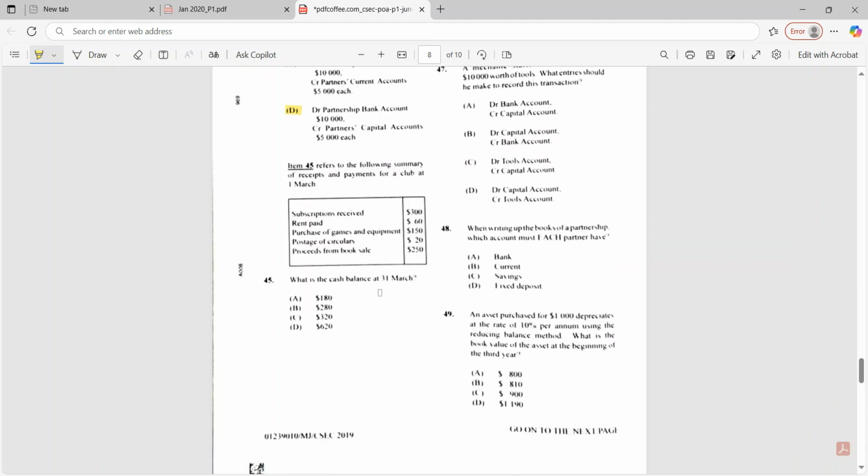45 refers to the following summary of receipts and payments for a club on the 1st of March. What is the cash balance at the 31st of March? So we received subscriptions of $300. Then we're going to minus the rent that we paid. We're going to purchase games and equipment. We had postage of circulars, $20, and proceeds from book sale, which is a positive figure of $250. So that's 300 plus 250 minus 150 minus 60 and minus 20. And that should give you $320.